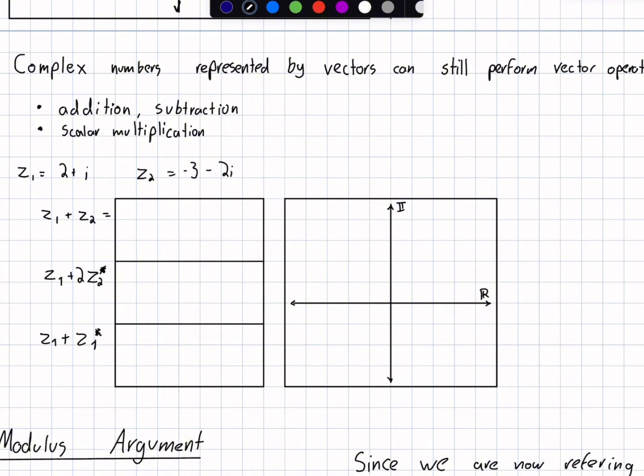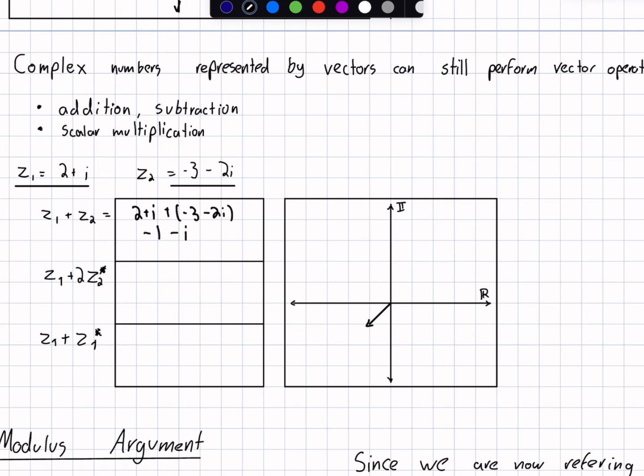In the vectors chapter, you should have seen some vector operations. And if you didn't, don't worry. We have a video with that very soon. So, addition and subtraction with vectors will remain the same for complex numbers. If we define z1 to be 2 plus i, and z2 to be negative 3 minus 2i, we will have 2 plus i plus negative 3 minus 2i, which will give us negative 1 minus i. And representing this on the plane, we will go like this.